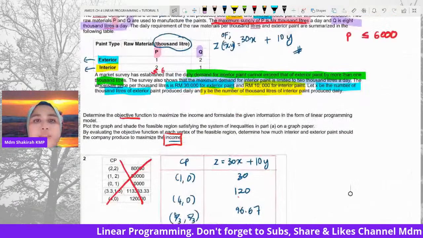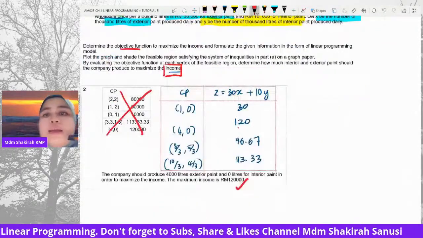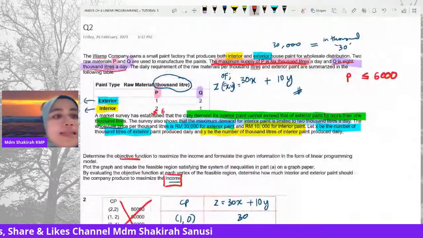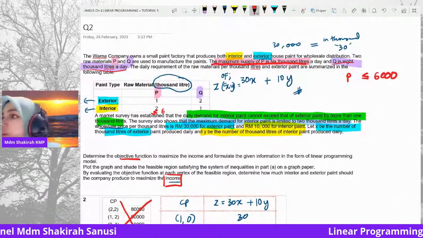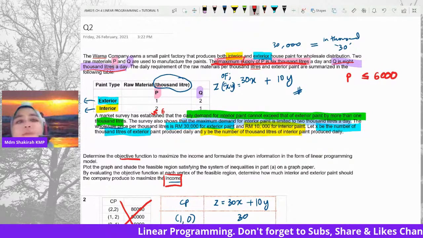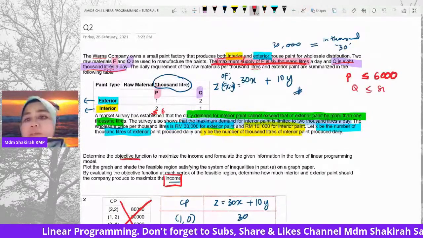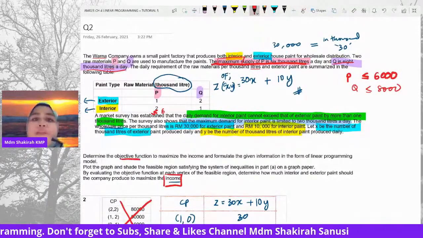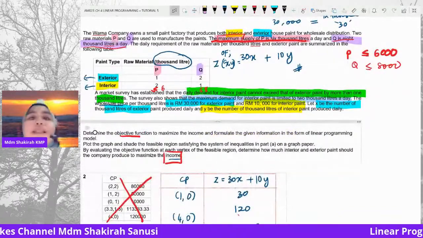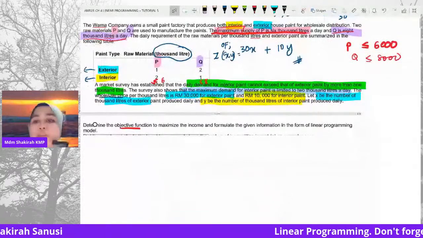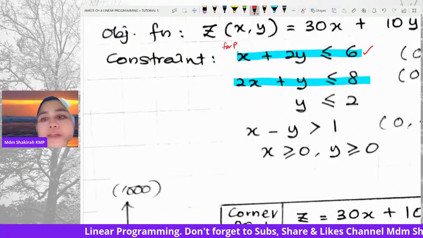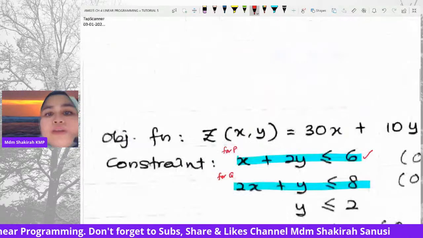Alright, next you have Q is 8,000 liters a day. Maksimum, dia masih menggunakan ayat yang sama. Maksimum, maknanya Q kat sini maksimum dia paling banyak 8,000. Dia mesti 8,000 dan ke bawah. Tapi untuk table, kita tak boleh guna 8,000. Kita akan guna 8 only. So kita akan dapat apa? 2x plus y less or equal to 8. So you dapat yang ni. This is for Q. Itu cara kita. One by one, we look at the sentence.